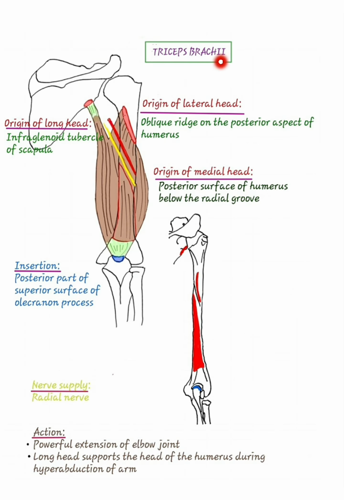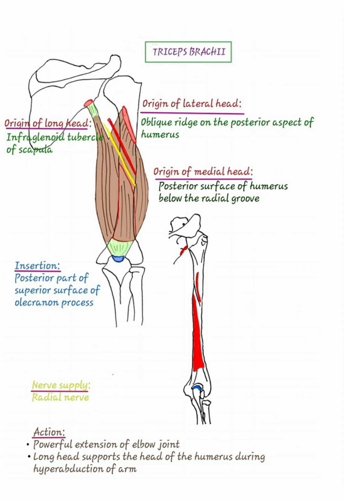Now let's see about triceps brachii. It has three heads: long head, lateral head, and medial head. The long head arises from the infraglenoid tubercle of the scapula. This is the glenoid cavity, and just below it there is the infraglenoid tubercle.